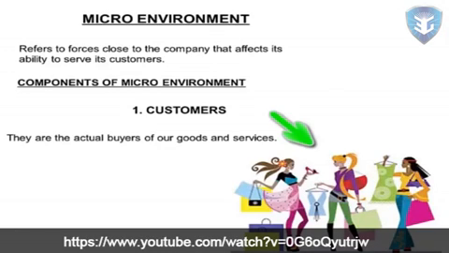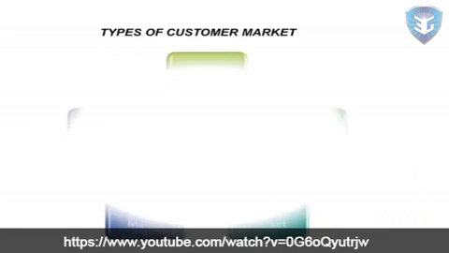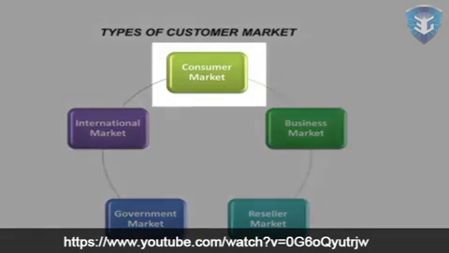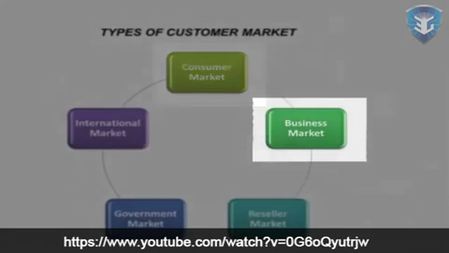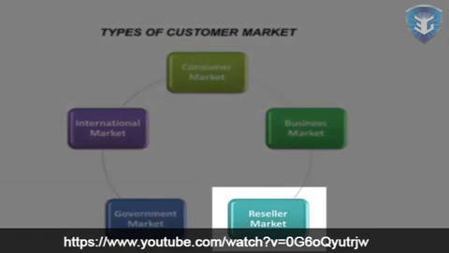Now we are going to look at 5 types of customer markets. The first one will be the consumer market. Consumer markets are individuals and households that buy goods and services for personal consumption. The second one will be your business market. They buy goods and services for further processing or for use in their production process. The third one are the reseller markets. They buy goods and services in order to resell them at a profit.